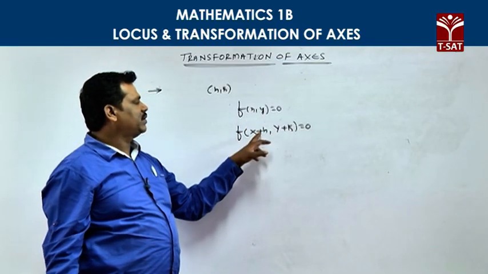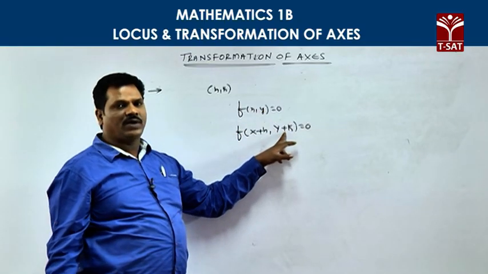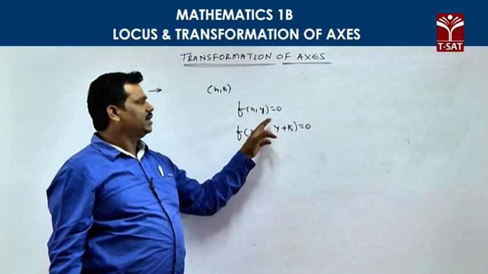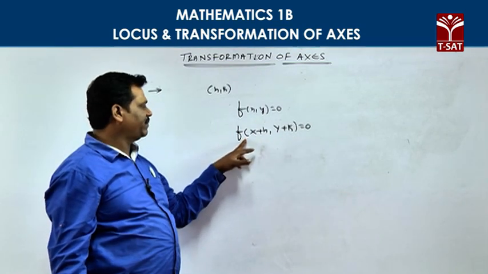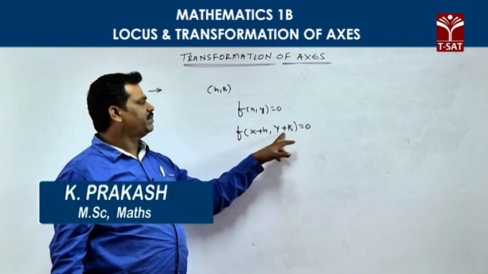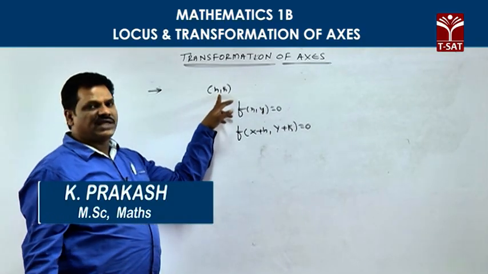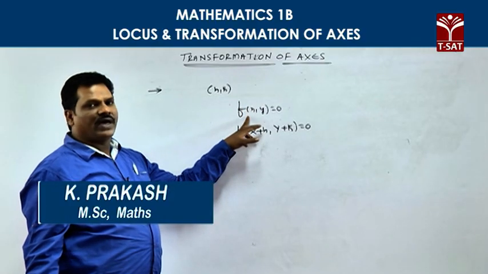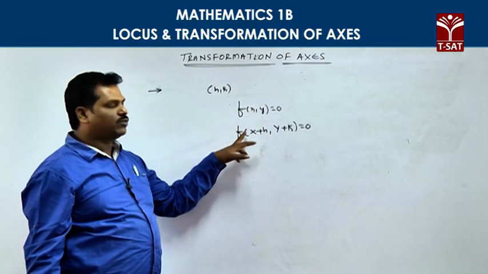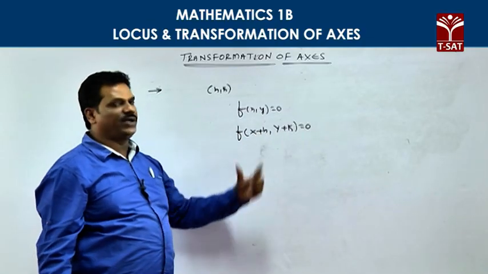Substituting small x equal to capital X plus h, small y equal to capital Y plus k in the original equation, we find the new, transformed equation. We get the form f of X plus h, Y plus k equal to 0. Have you understood? When the axes are translated to the point h comma k, then the equation f of x comma y equal to 0 is transformed to f of X plus h comma Y plus k equal to 0. This is the new equation.